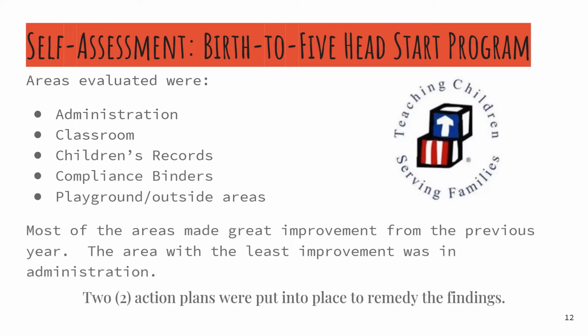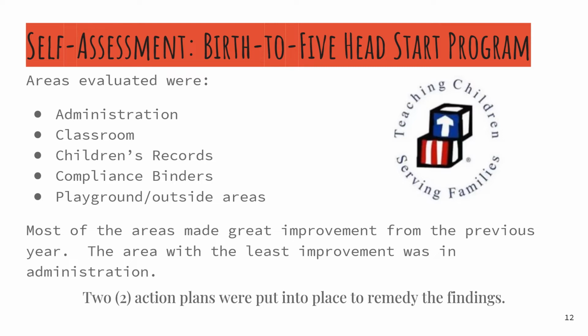Areas evaluated were administration, which consists of licensing postings, fire inspection logs, pest logs, etc. Classroom, which consists of setup, interaction, health and safety. The children's records, compliance binders, playground, and outside areas. Most of the areas made great improvement from the previous year. The area with the least improvement was in administration.